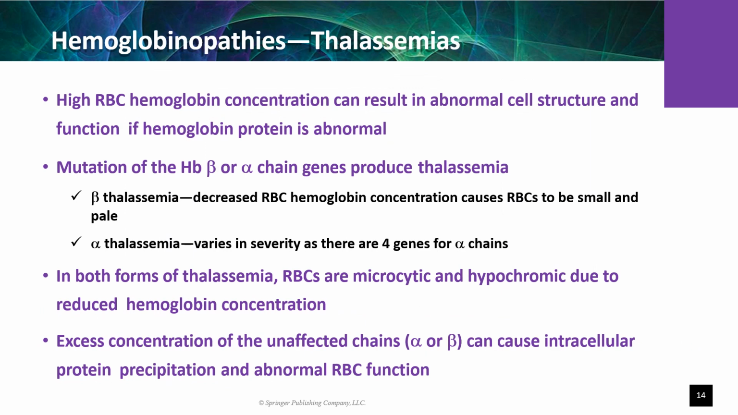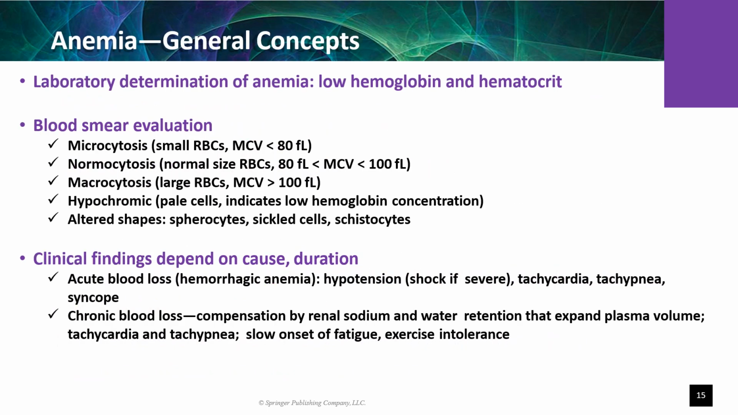Thalassemia is a term for a group of genetic disorders that result in abnormal production of either alpha or beta hemoglobin chains. Beta thalassemias are associated with hypochromic microcytic anemia due to the reduction in red blood cell hemoglobin concentration. Anemia is defined as decreased red blood cell mass or hemoglobin content of the blood.